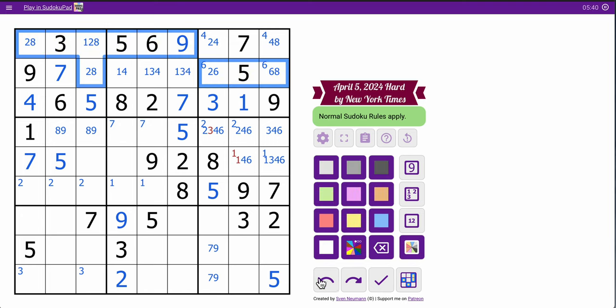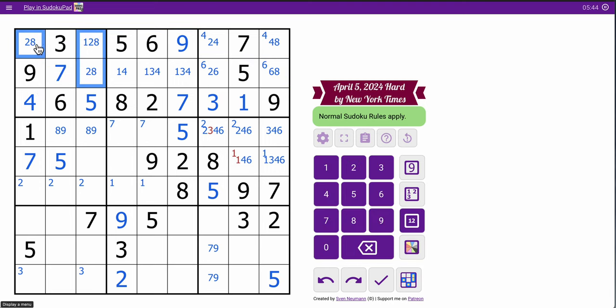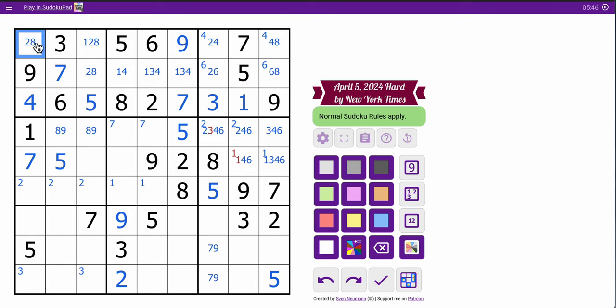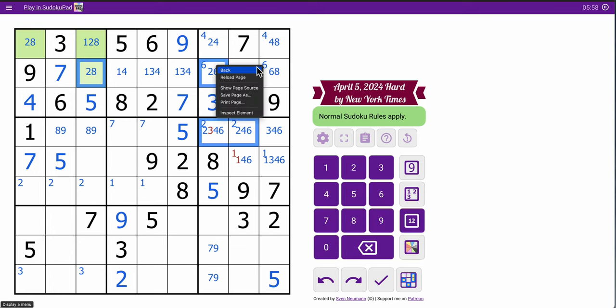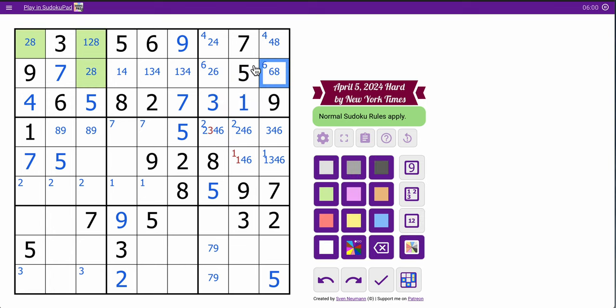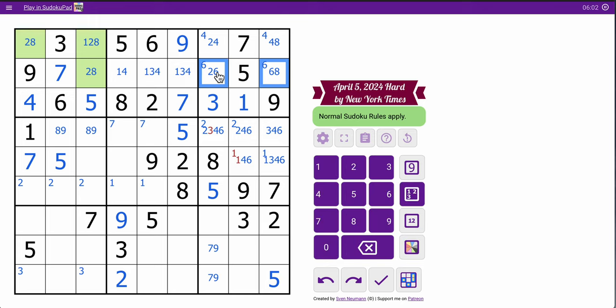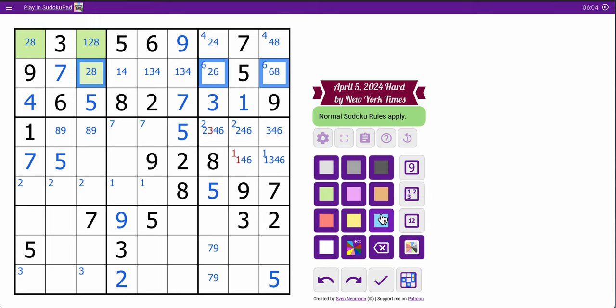Whoops. Why can't I select these things? All right, so there's one. Why do I have to shift everything with a shift key?